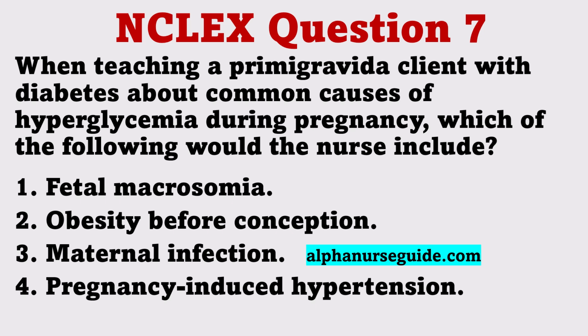The correct answer is 3. Maternal infection is the most common cause of maternal hyperglycemia and can lead to ketoacidosis, coma, and death. The client should notify the primary healthcare provider immediately if she experiences symptoms of an infection. Fetal macrosomia, obesity before conception, and pregnancy-induced hypertension are not associated with maternal hyperglycemia during pregnancy.